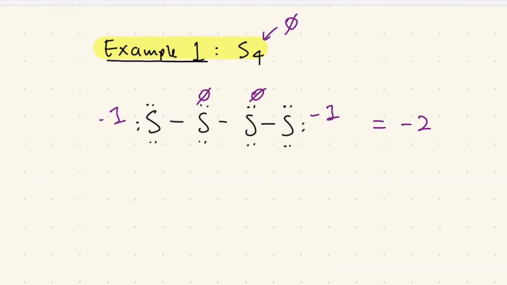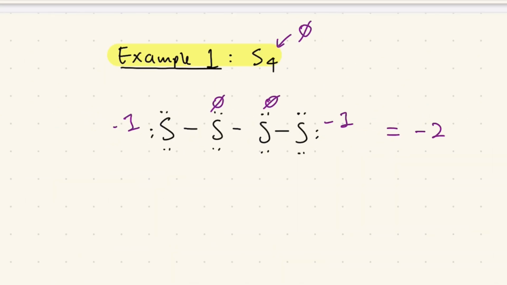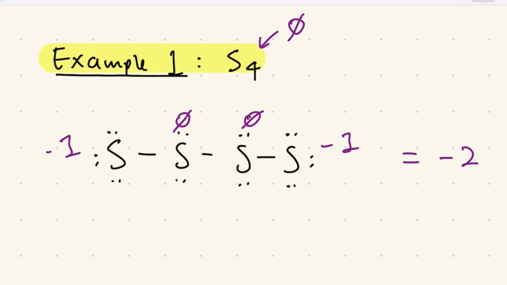So for our first example here, we're going to look at S4. It's a bit of a strange molecule, and as you can see here, I've tried to sketch it out already as a linear molecule, and that didn't work because the overall charge that I calculated, which ended up being -2, was not equal to the actual overall charge of 0.